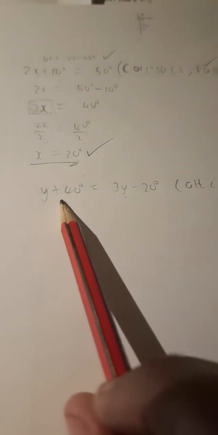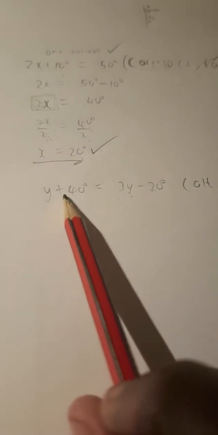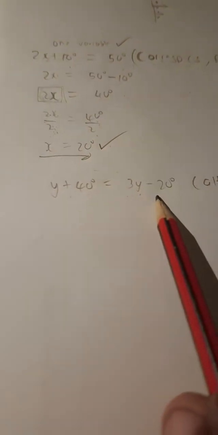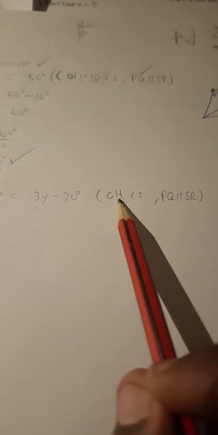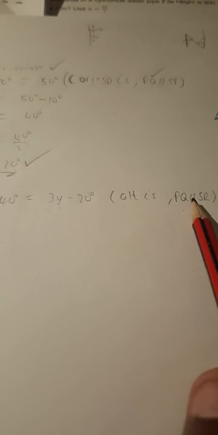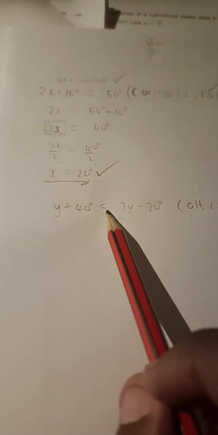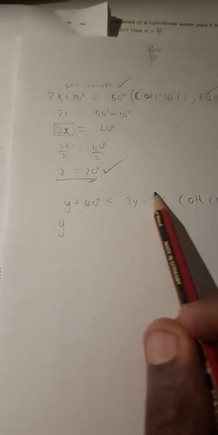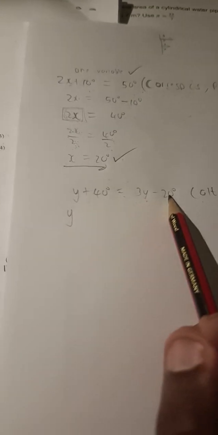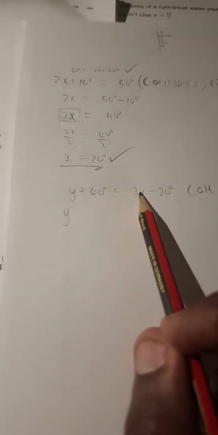Now I'm going to show you here as well. Let's come here. y plus 40 is equal to 3y minus 20. Alternate angles, PQ is parallel to SR. I told you how important the reason is, and making sure that you write the parallel lines. Let's solve now. y is alone. 3y must come and join. 3y is part of 2 terms on the right side, but 3y must leave.